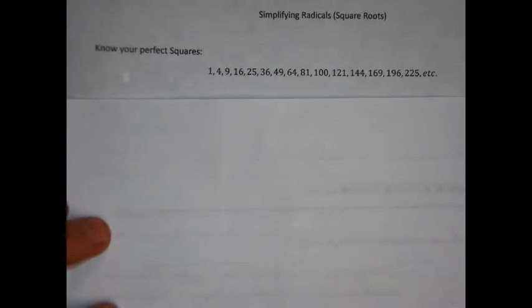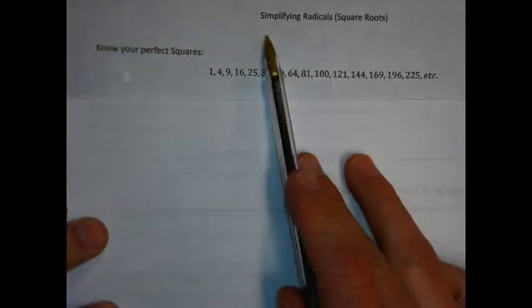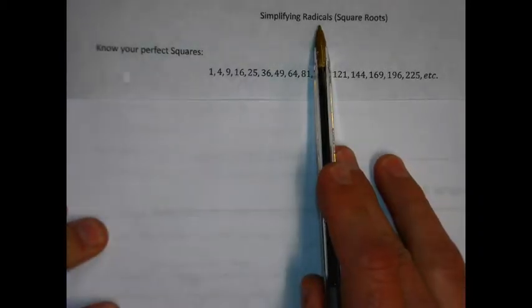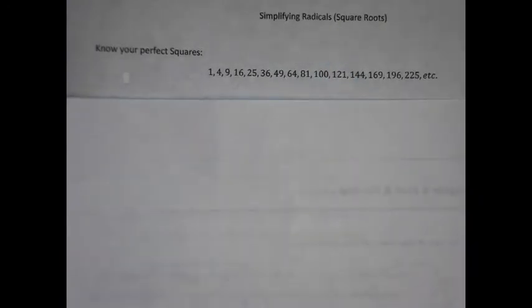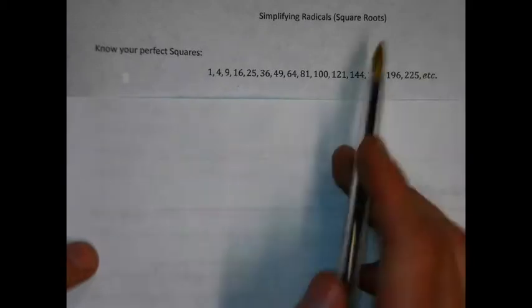We're going to talk about simplifying radicals today, but specifically square roots. Now, there's a whole bunch of other radicals. I'll talk about that later. Today, we're going to focus on square roots.